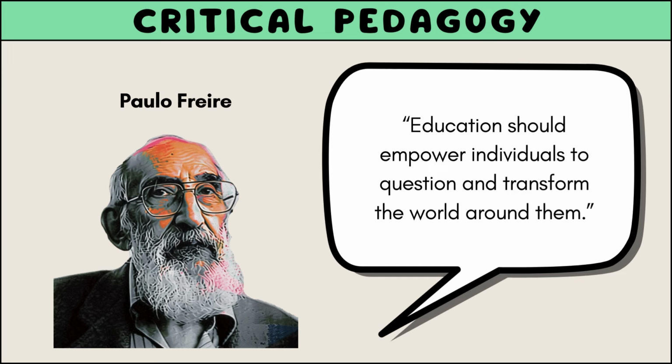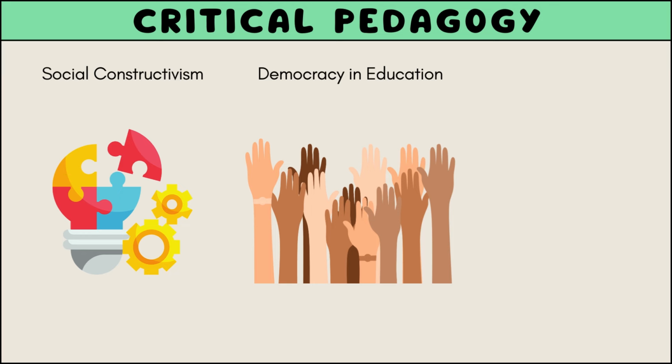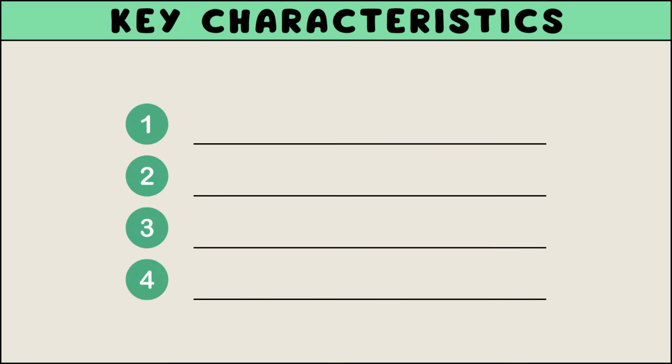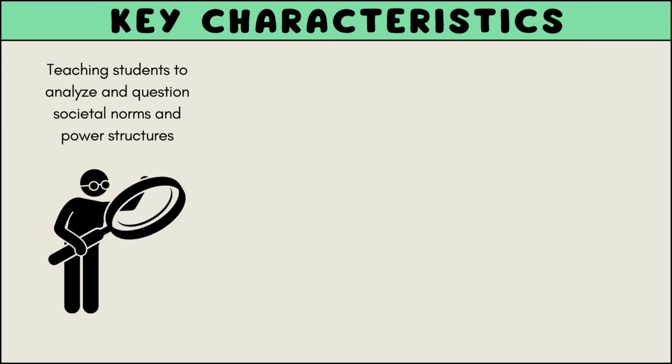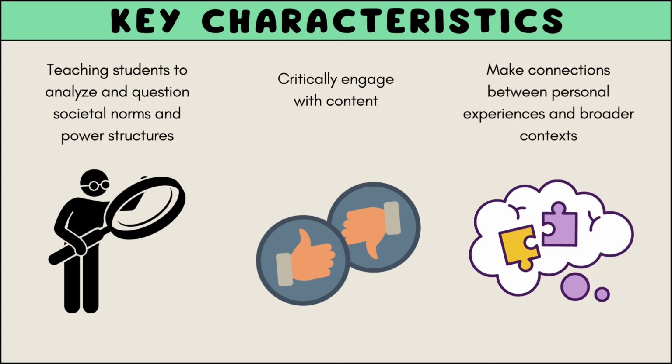Critical pedagogy intertwines with theories of social constructivism and democracy in education, drawing also from Marxism and other critical social theories. The first key characteristic of critical pedagogy is its emphasis on developing critical consciousness. This means teaching students to analyze and question societal norms and power structures. Educators encourage students to critically engage with content, making connections between their personal experiences and the larger social and political contexts.